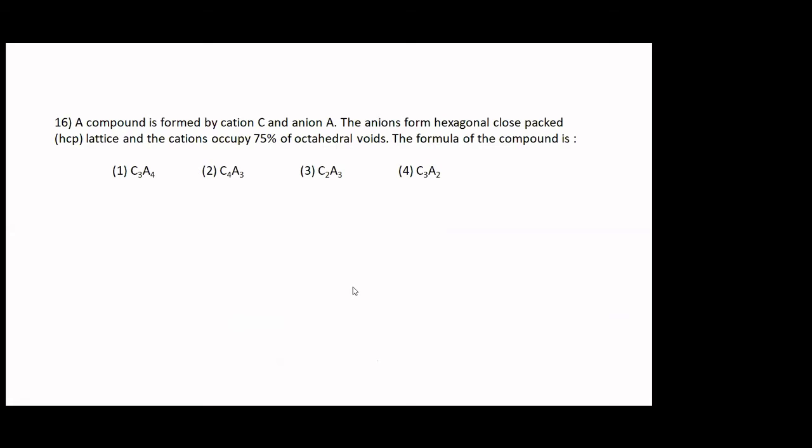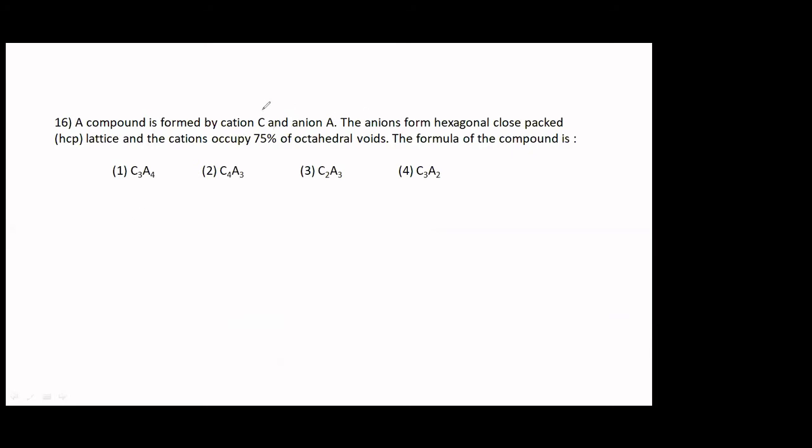The compound is formed by cation C and anion A. The anions form the hexagonal close packed lattice, and the cations occupy 75% of the octahedral voids. The formula of the compound is? How are you going to do this?